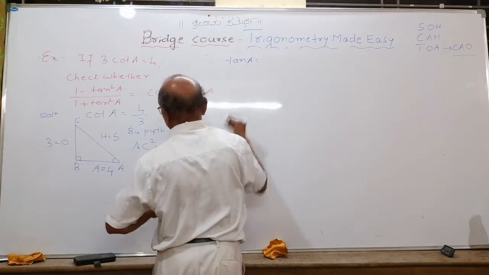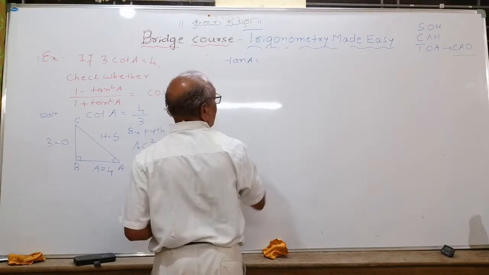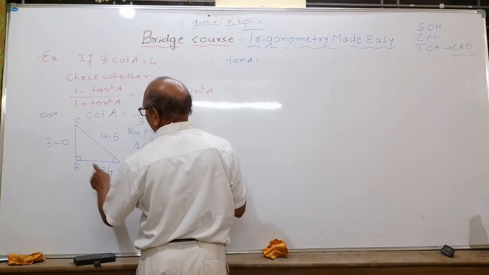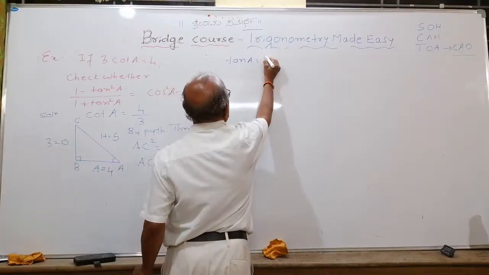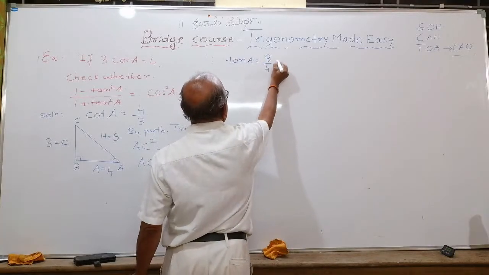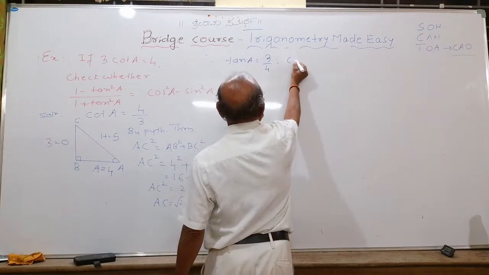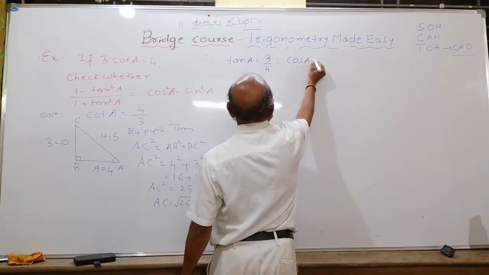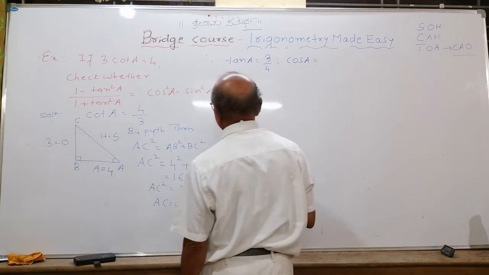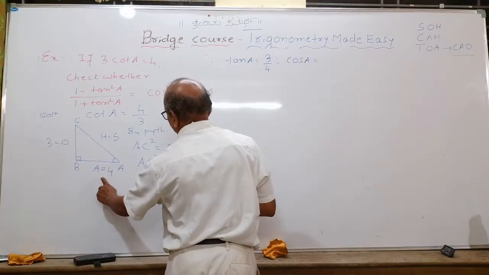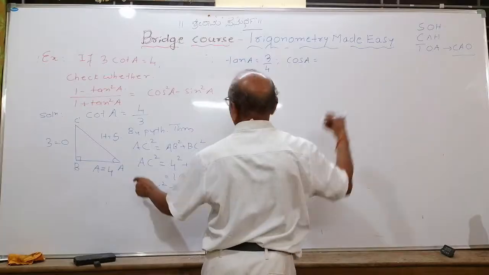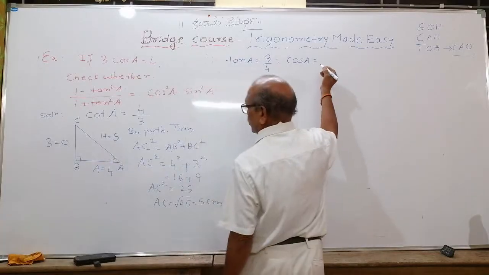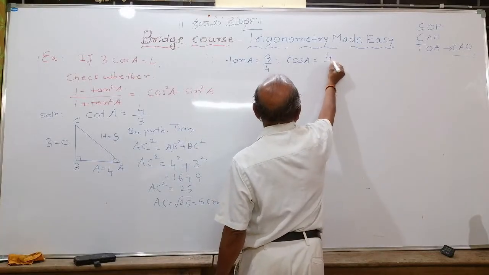Yes, the more you apply it, the trick. Tan A is TOA, opposite upon adjacent, which is 3 by 4. Then you have cos A, you note down them, then you can substitute and easily calculate. What is cos A? Cos is adjacent upon hypotenuse, CAH, adjacent upon hypotenuse, which comes out to be 4 by 5.